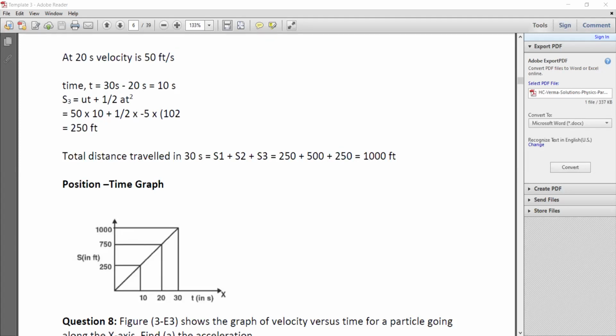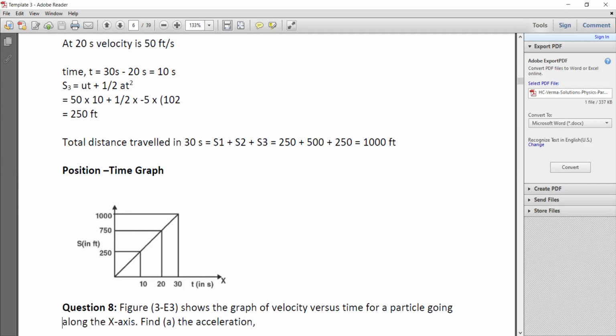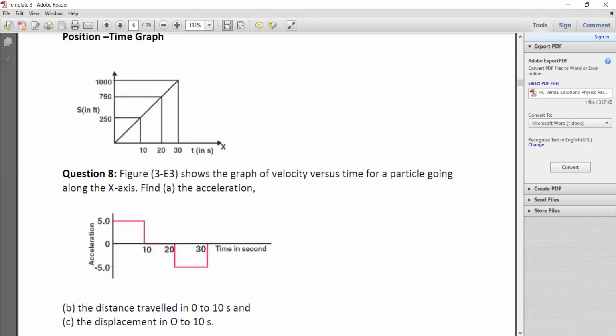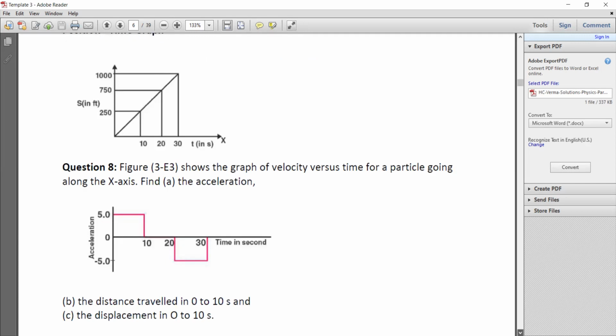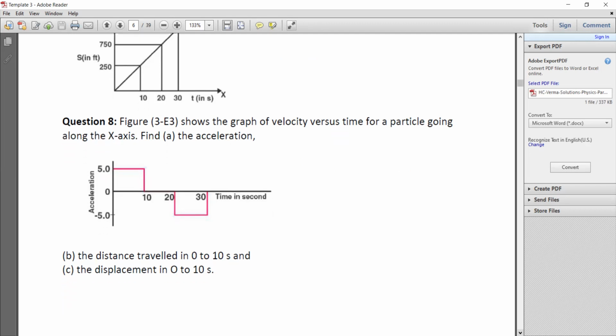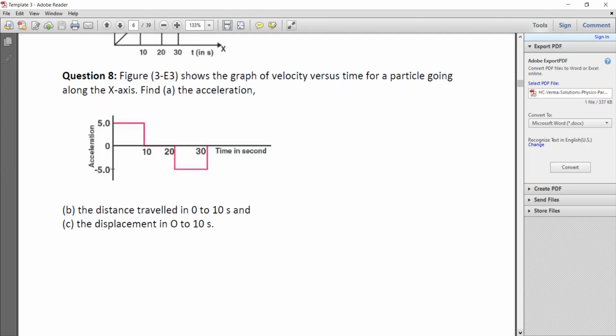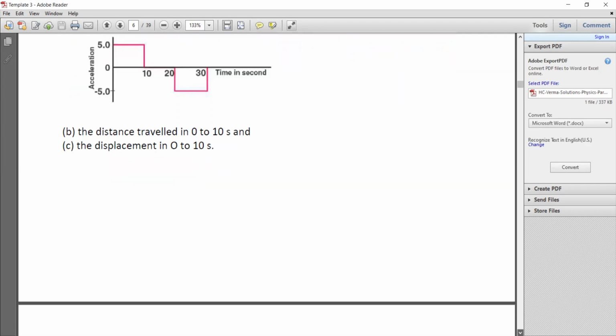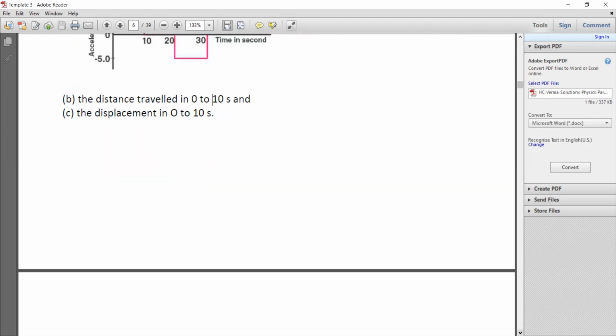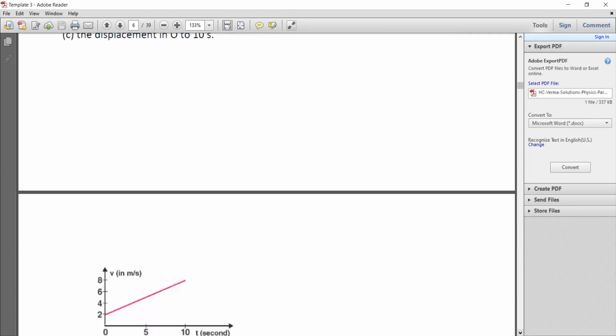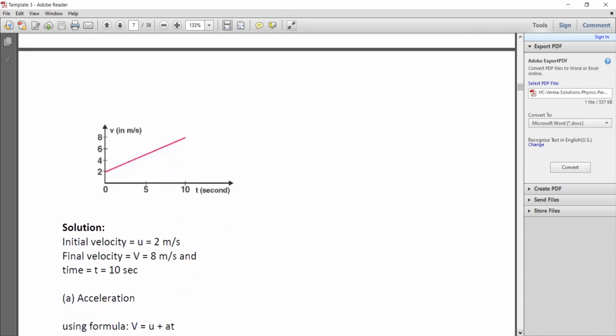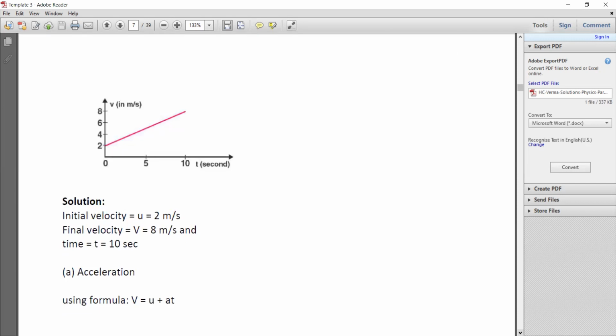Question 8. Figure 3e3 shows the graph of velocity versus time for a particle going along the x-axis. Find A, the acceleration, B, the distance traveled in 0 to 10 s, and C, the displacement in 0 to 10 s. Solution. The initial velocity, u, is 2 meters per second. The final velocity, v, is 8 meters per second, and the time, t, is 10 seconds.